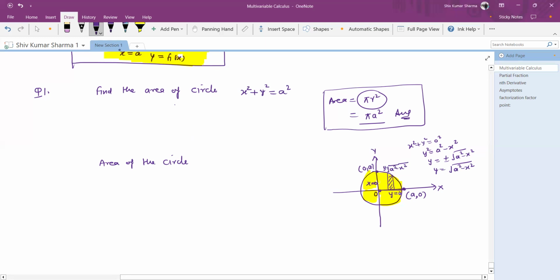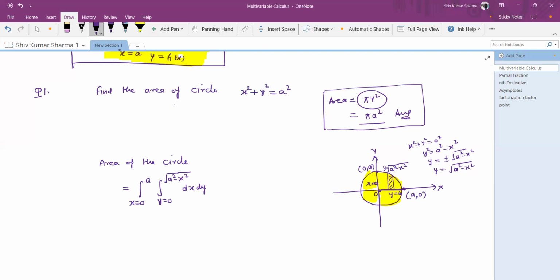So the limit of x is from 0 to a, and the limit of y is from 0 to... So the area of the circle, you can write down as the integral x equal to 0 to a, y equal to 0 to root a square minus x square, into dx dy. So this is the area of the quadrant, okay.